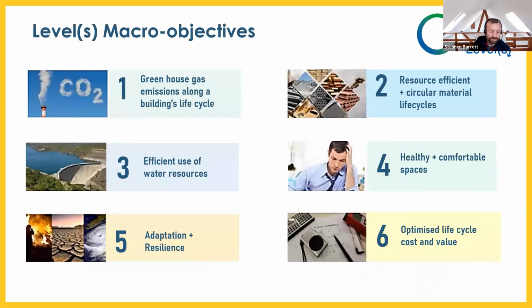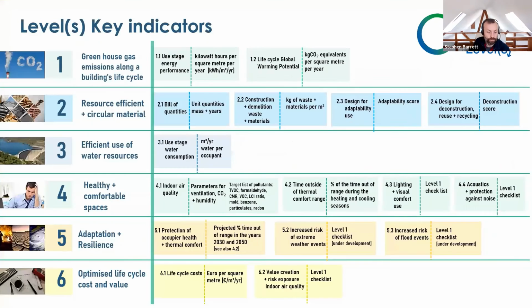It's built on 6 macro objectives, and you can see them here. These have been identified as the key headlines, if you like, things we need to be focused on. There's greenhouse gas emissions across the whole life cycle of the building. That's number 1 there. Circularity in our materials, water usage, occupant health and well-being, future adaptation as market demand changes. This is key to ensuring long-lived and useful structures. And finally, life cycle costs and value opportunities.